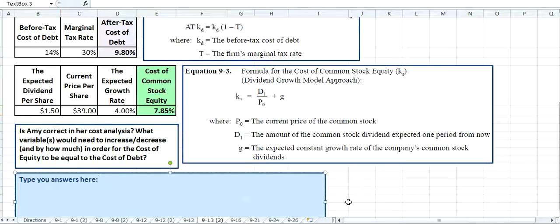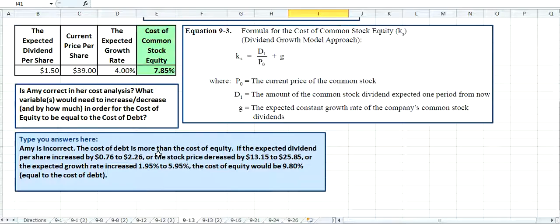So I calculated these numbers over here. I said that if the expected dividend were to increase by 76 cents, or the stock price went down, and this is all ors, not ands. This is if any one of these happened on their own in isolation, and the other variables were held where they are. So if we took the price down to 25.85, or if we took the growth rate up to 5.95%, or the dividend were to go up to $2.26, any one of those three things would bring the cost of common stock equity up to be the same as the cost of debt. So let's just try one of them.